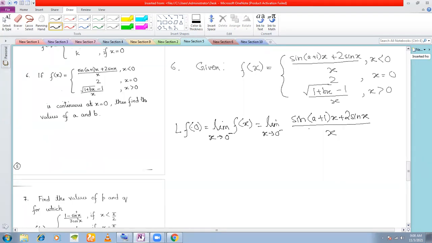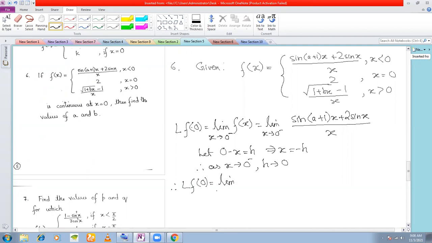Now how to evaluate this limit? You put 0 minus x is equal to h. That means you get x is equal to minus h. Therefore, as x tends to 0 minus, h tends to 0. So therefore, put the value here.